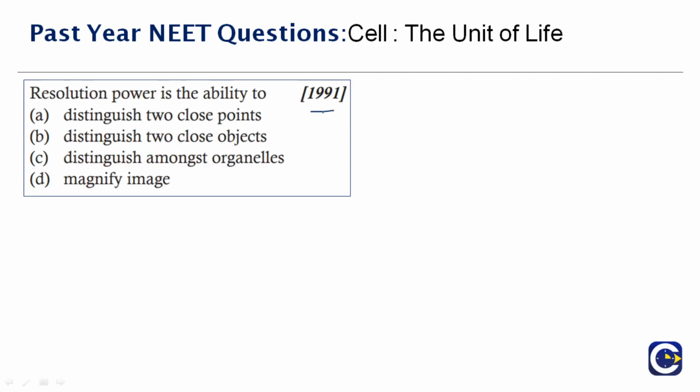This question was asked in 1991. Resolution power is the ability of dash. Now, when we view something under microscope, it can be a microorganism or any organelle, it is very important that we distinguish, right? For example, imagine we are distinguishing bacteria. Bacteria are of many types, but here we talk about the staining method, gram positive and gram negative.